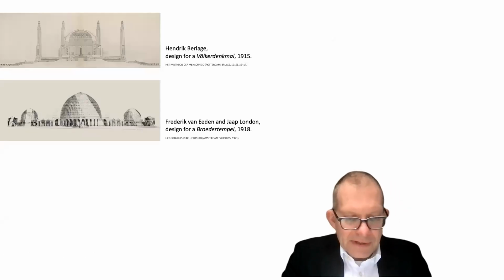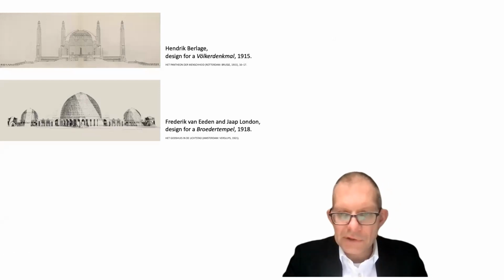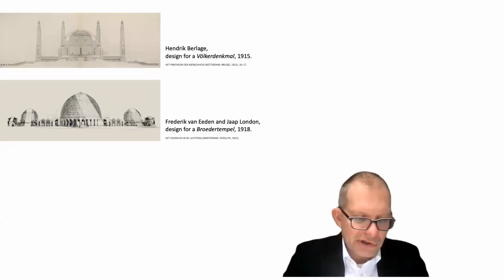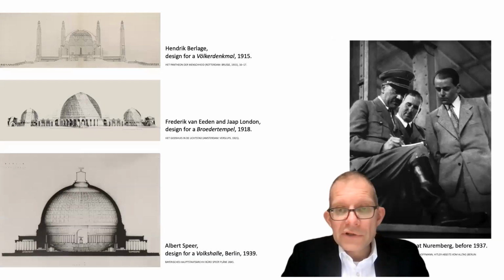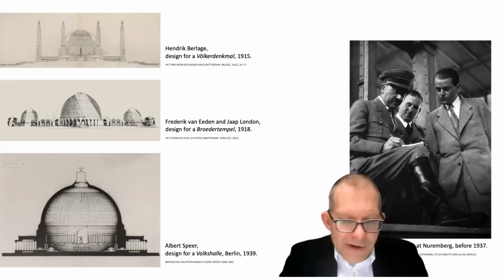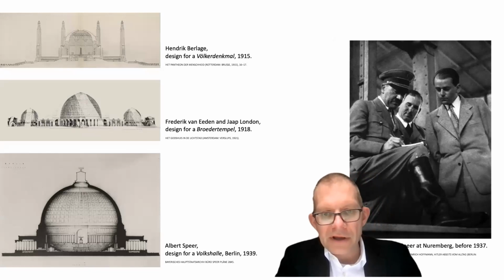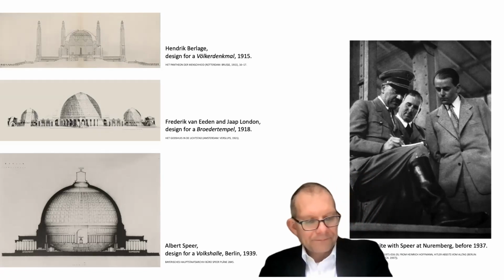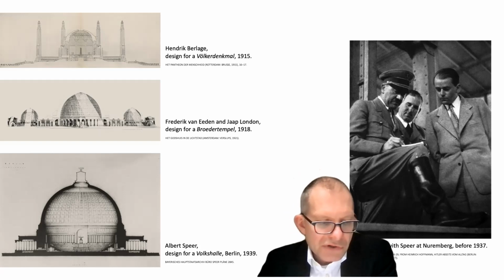It's easy for us, I think, to feel a certain sympathy for Berlage and Van Eden. They were well-meaning. They sought to use architecture to advance the cause of peace, unity, reconciliation, and so forth. This is obviously not true when we turn to Speer. And yet, if we return to this array, it's clear that Speer's 1939 project for a Berlin Volkshalle, a people's hall, is doing something that's architecturally not altogether dissimilar.